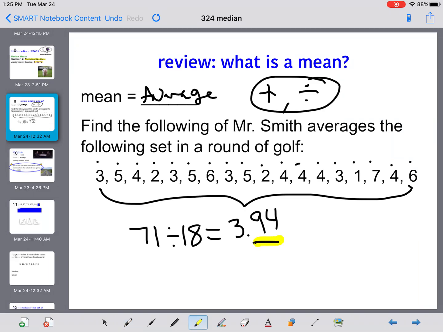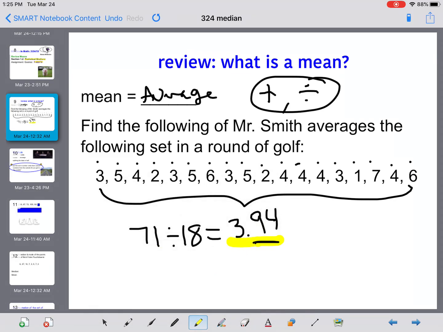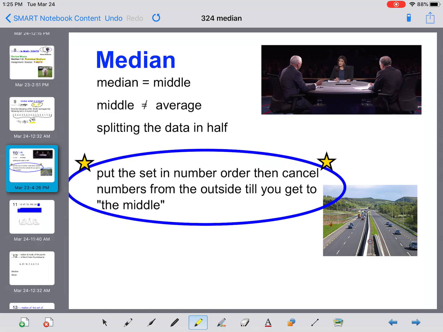What would this 94 be? Hundredths, thousandths, tenths? Well, this would be 94 hundredths, so 3 and 94 hundredths. Or if we just want to use the short language of it, it would just be 3.94. This 4 is actually repeating, but we would still round that to 3.94. So that is again how we do a mean. We're finding the average. We add them all up and then divide by how many numbers are in the set.